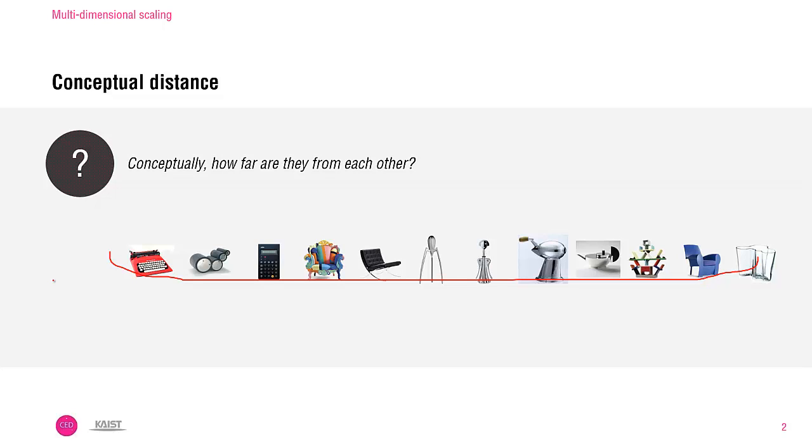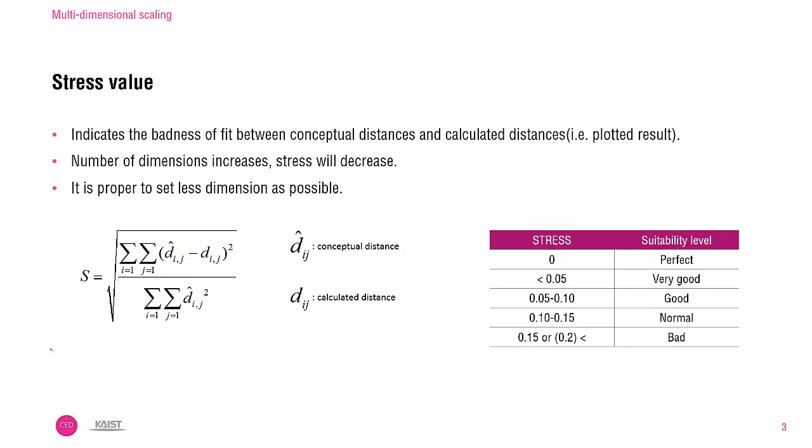Before we look into the MDS technique, let me explain the stress value first. The stress value in MDS indicates the badness of fit between conceptual distances and calculated distances. The calculated distances actually mean the plotted result. And when the number of dimensions increases, the stress value will decrease. As I said, the initial number of dimensions equals the number of objects you want to calculate the distance.